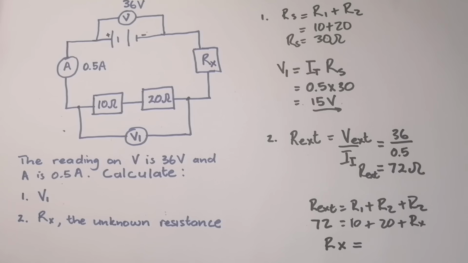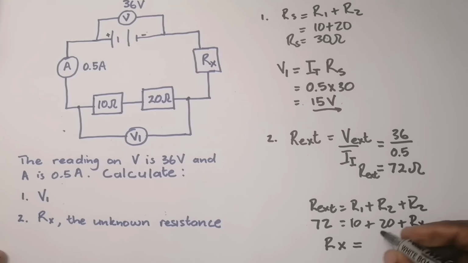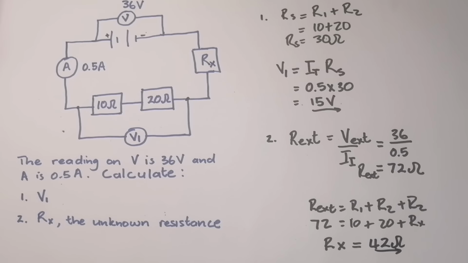So you can just do your mathematical gymnastics there, and your value for Rx will simply be 72 minus 10 minus 20, or minus 30. That should give you 42 ohms. So that's the value that I get there.